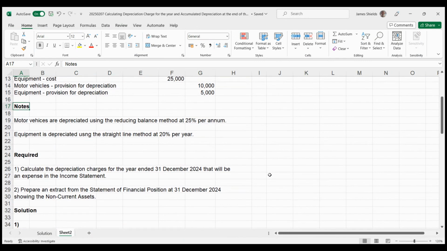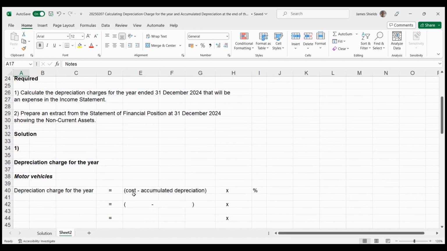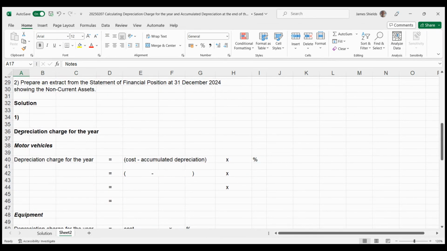So what have we got to do then? Right, so required. Number one, calculate the depreciation charges for the year ended the 31st of December 2024. There will be an expense in the income statement. And number two, prepare an extract from the statement of financial position at the 31st of December 2024 showing the non-current assets. Right, so the first thing I'm going to do is work out the depreciation charge for the year for the motor vehicles and then the equipment.